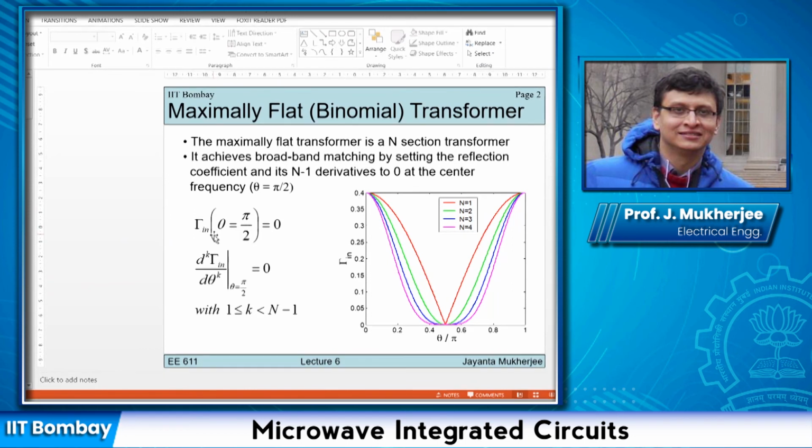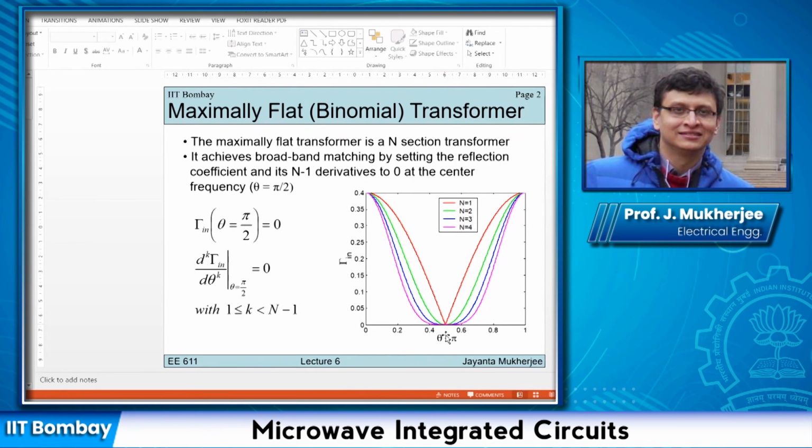Okay, that gamma in at theta equal to pi by 2 will be equal to 0. All the derivatives, for all the n minus 1th derivatives, for an nth order maximally flat transformer will also be 0 at theta equal to pi by 2. And the functions, they look like this. Now the exact algebraic expression for these functions, I'll give in a moment. But notice the flatness that is there at theta equal to pi by 2.